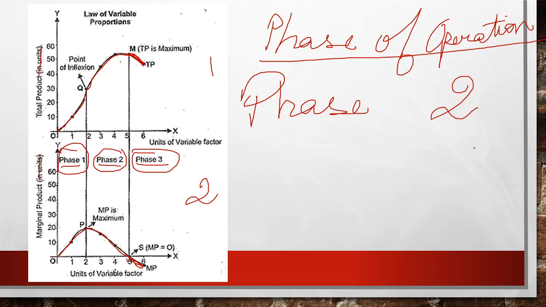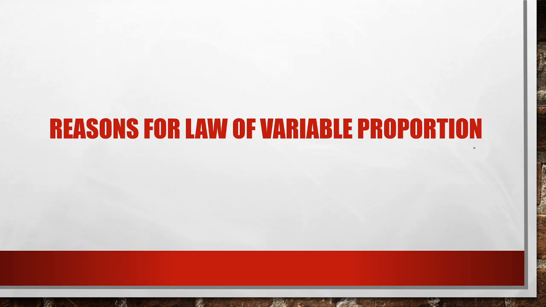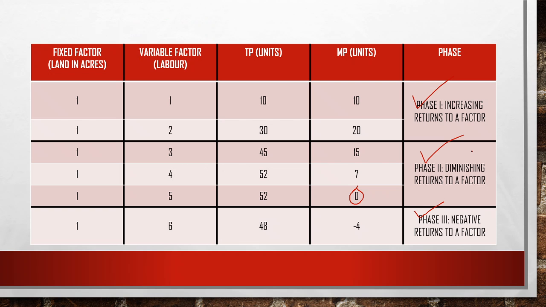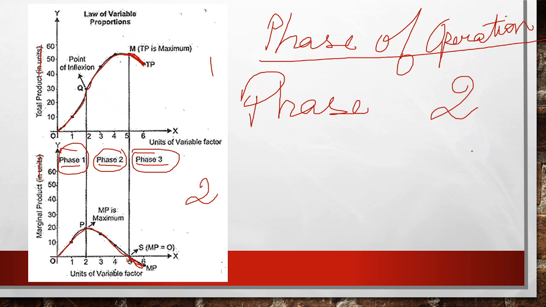In our next class, we will be studying the regions for the law of variable proportion. Till then, go through what we have discussed today: the law of variable proportion, statement, assumptions, table, the diagrammatic explanation of this law, and the phase of operation. Please go through it. If you have any doubt, please let me know. Okay, thank you.